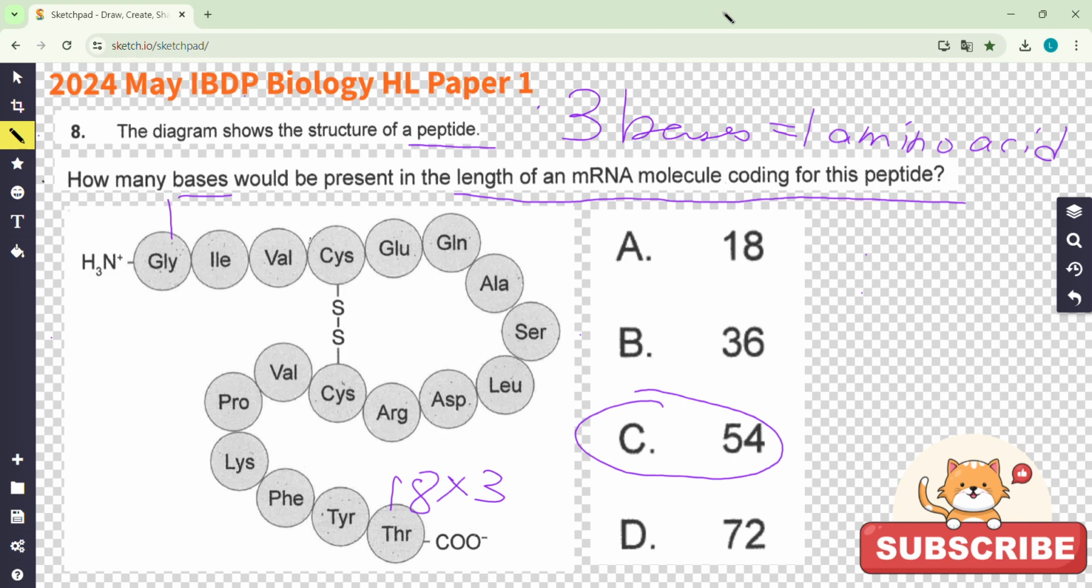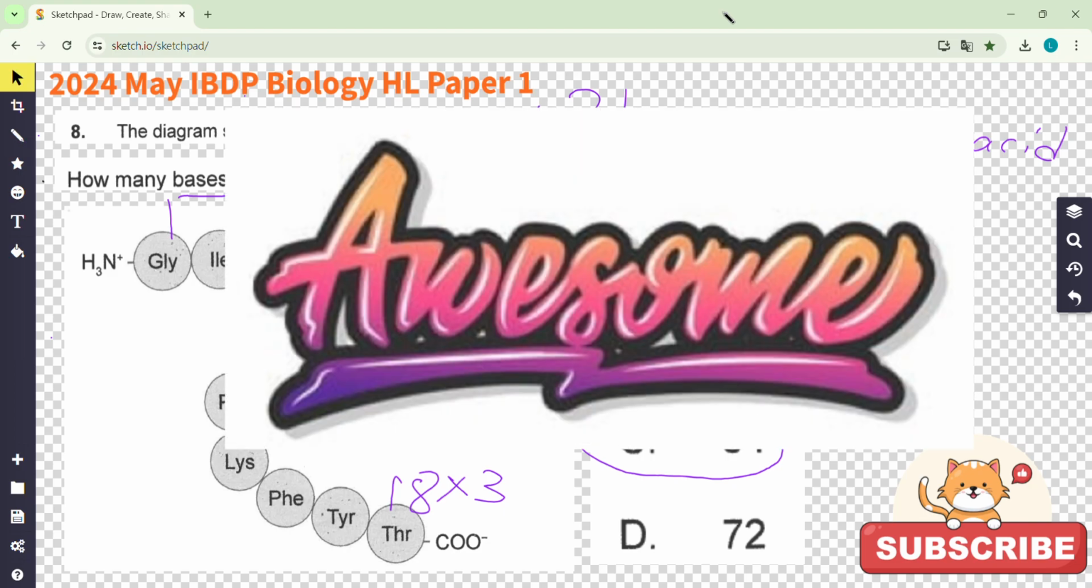3 bases for one amino acid. I'm sure you remember it, right? Just connect that knowledge with this question. It's a little bit hard at first sight, right? Especially with this kind of different distractor here, different structure, okay? But I'm sure you can do it, okay? Because you are awesome. So see you for the next question, okay?